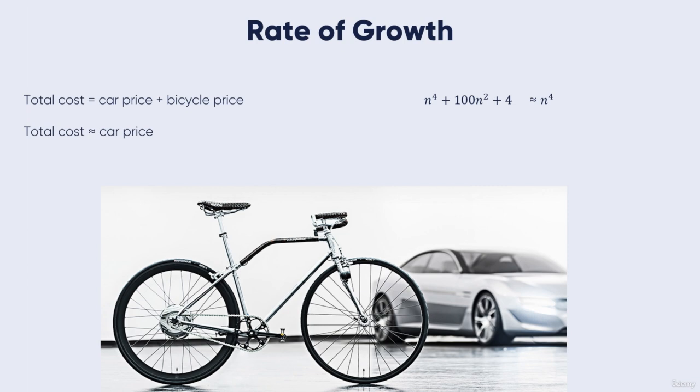So the total cost, for you and for your friend or whatever, would be equal to the price of the car. Okay? So we neglect the price of the bicycle. Similarly, in computer science, for the mentioned example, we can represent the cost of a car and the cost of a bicycle in terms of a function.